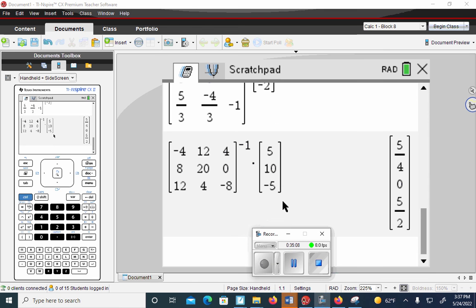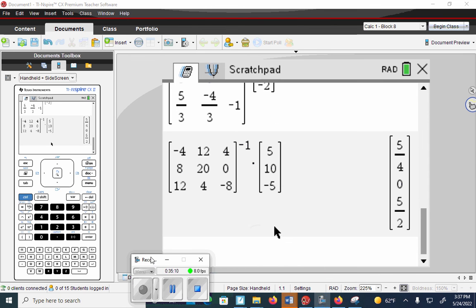So I did this all in one step in my calculator. I did not pause to write down the inverse. So I took my coefficients, raised them to -1 power, multiplied by my answers, and my solution is x is equal to 5/4, y is equal to 0, z is equal to 5/2. And that is it.